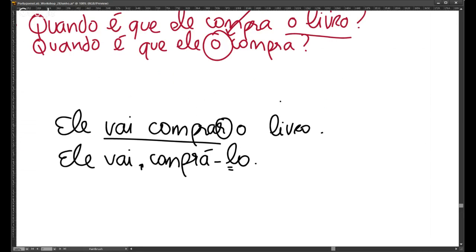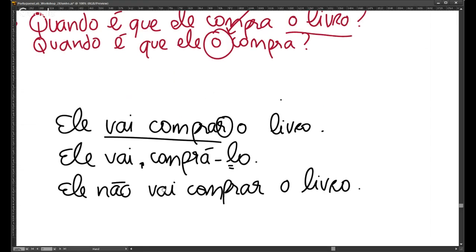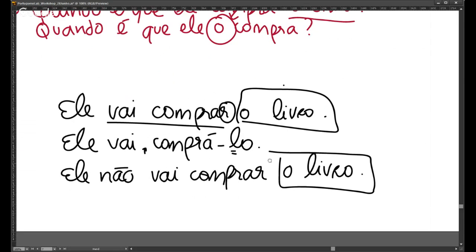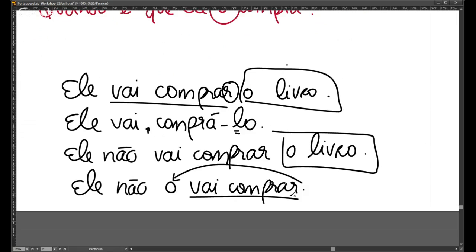Now let's transform this sentence to the negative. Ele não vai comprar o livro. He is not going to buy the book. Now let's transform the book into the pronoun. Ele não o vai comprar. So again, because you have não, you have to place it before the verb. And think of these compound structures as one. So you're not going to put it in between when you're talking about direct complement.